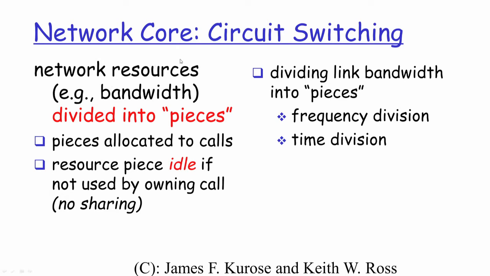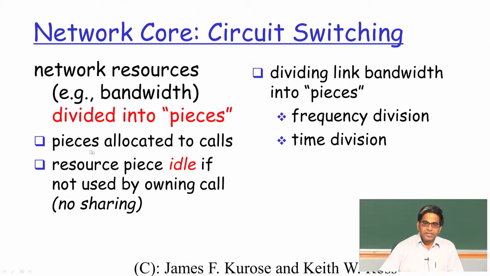So, in circuit switching what we typically do is divide the bandwidth into pieces, and each piece is allocated to a call. Now, the problem here is that the resource piece will be idle if it is not used by the call that originally required it. That is what we were just discussing earlier: if I am not going to use that particular circuit for a certain period of time because I have no data transfer to do in that period, that resource goes to waste without getting utilized, right.